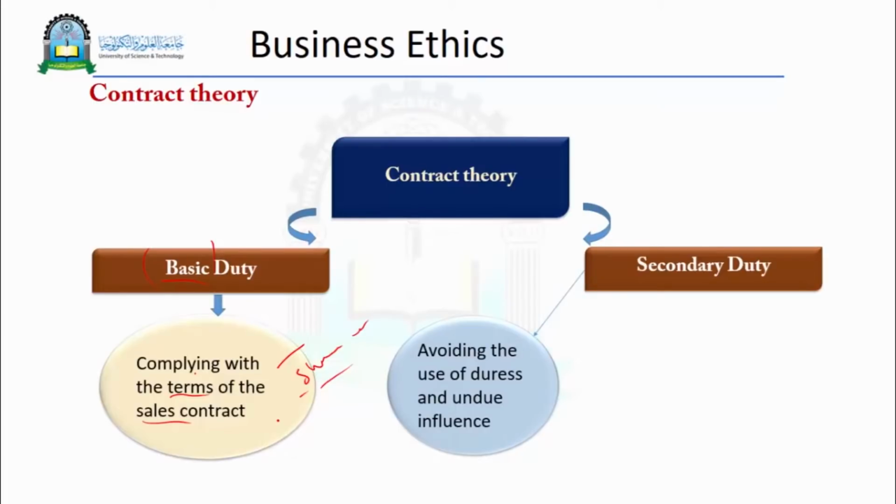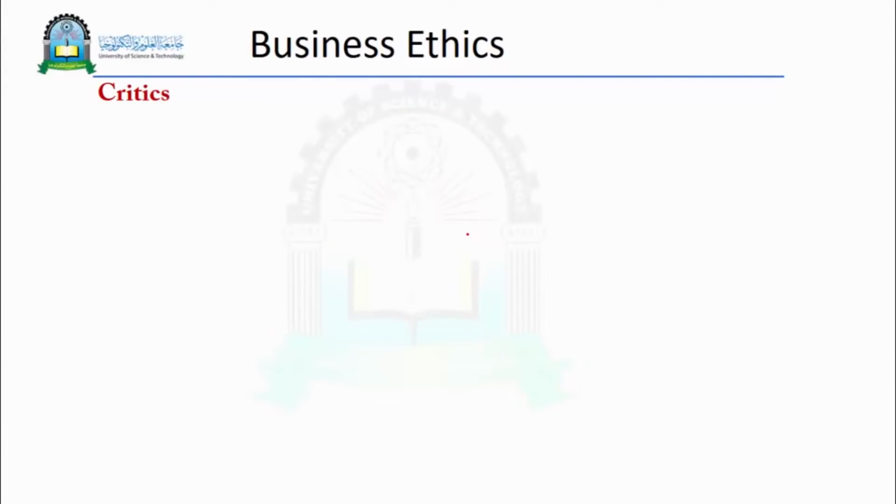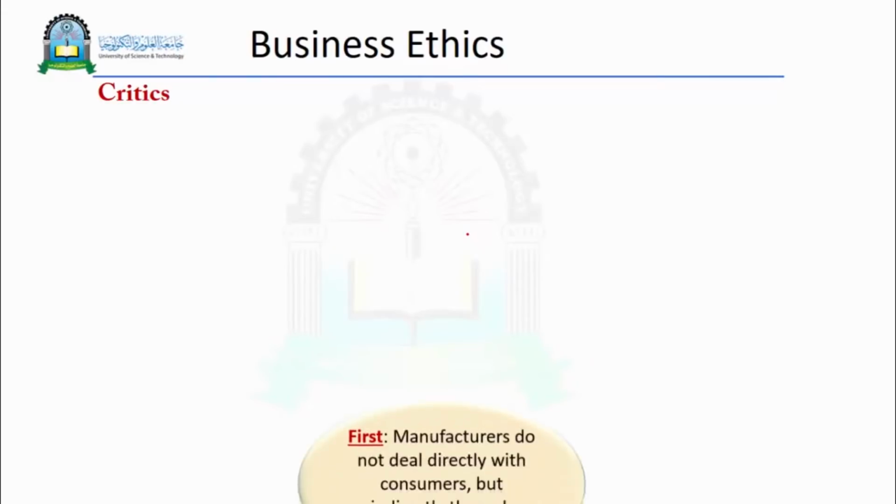Besides, we have secondary duties, for example, avoiding the use of duress and undue influence, utilizing the good relation of trust between the buyer and the seller to the interest of the seller, avoiding misrepresentation in terms of false information or fake information, and disclosing the nature of the product in terms of ingredients and materials used in the manufacturing process. So by having all these in hand, we can say that the customer is now protected in regard to the contract theory. But the problem here is that we have some critics of this kind of theory.